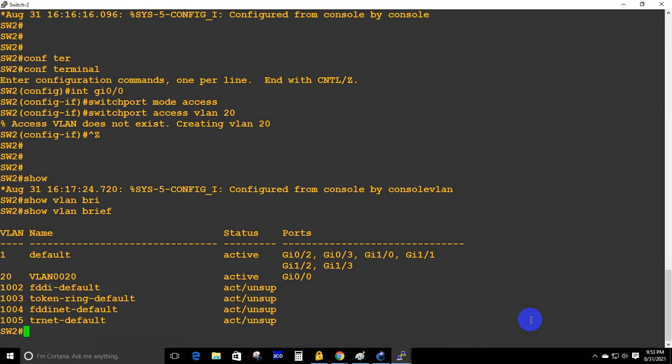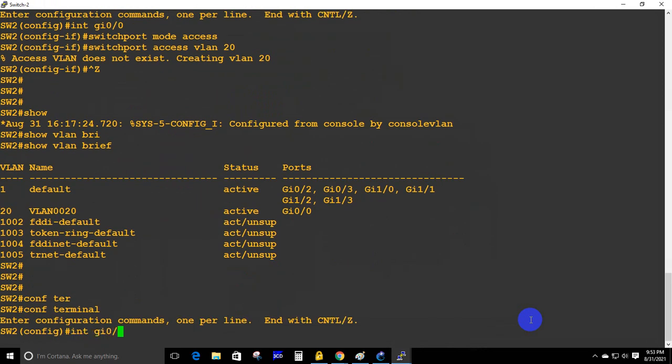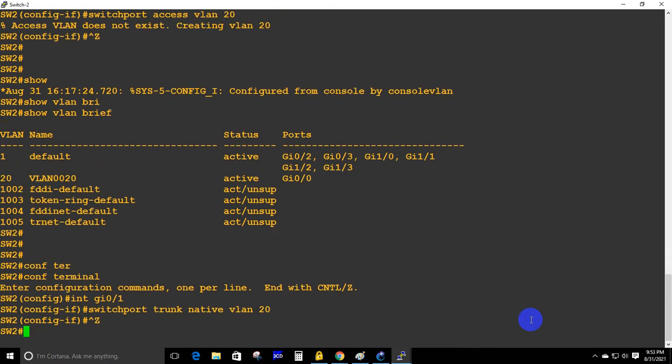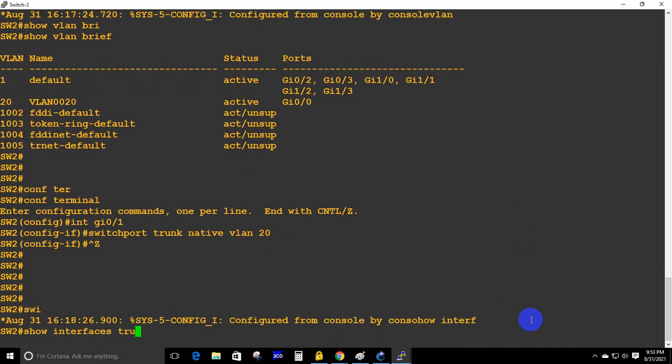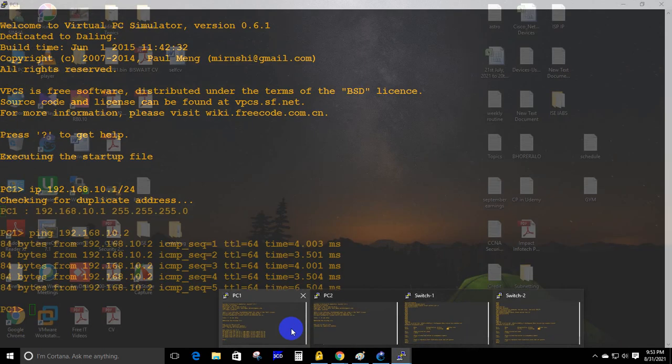Now in switch 2, configure terminal, interface GI 0/1, switchport trunk native VLAN 20. Show interfaces trunk. Okay? Yes, sir. Now ping from PC1 to PC2.